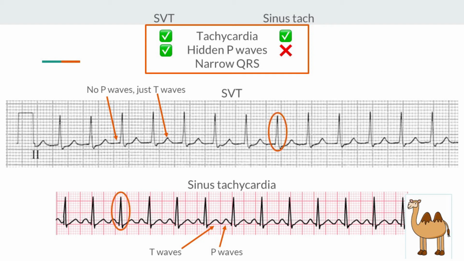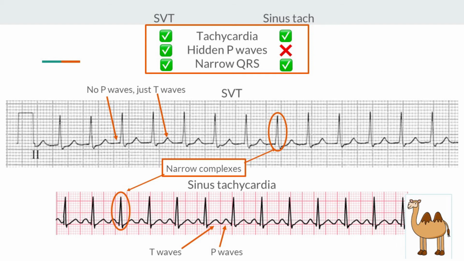Now let's look at the QRS complexes. They both appear to be skinny and pointy, making SVT and sinus tachycardia both examples of narrow complex tachycardias. So although subtle, we can see how SVT differs from sinus tachycardia on the EKG. The only way to get better at identifying different rhythms is by repetition, so let's check out a few more examples.